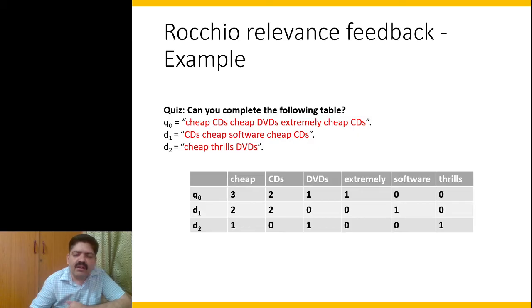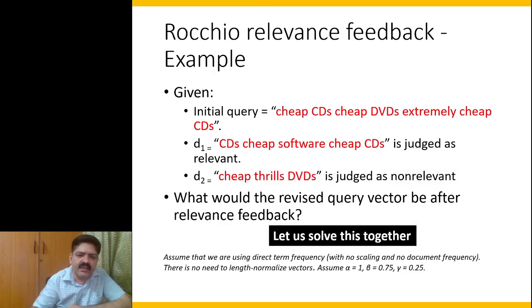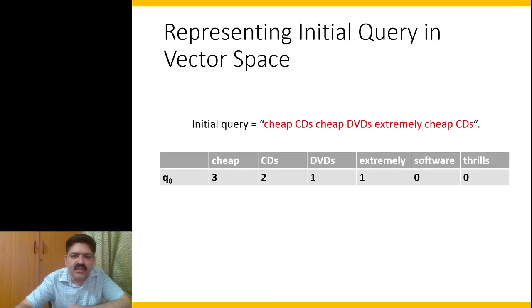All right, so we have the vectors ready, and we are now interested in moving the query vector so that it matches the relevant document. Recall that D1 is the relevant document and D2 is irrelevant. It is given to us here. So D1 is judged as relevant. This information is given to you.